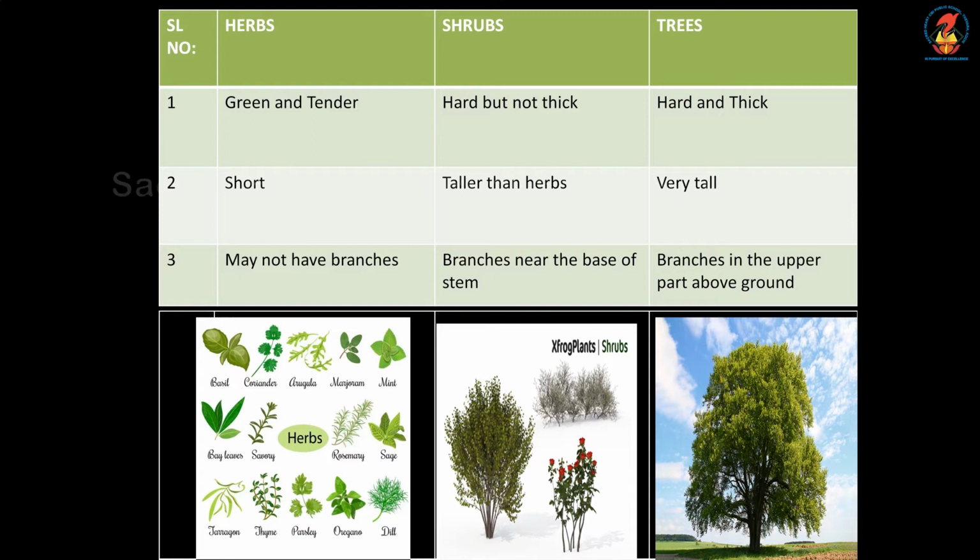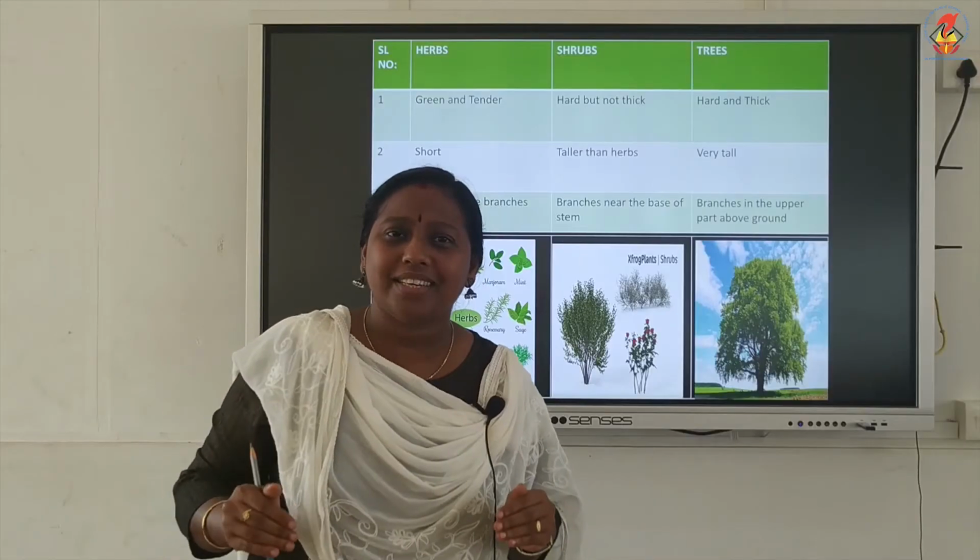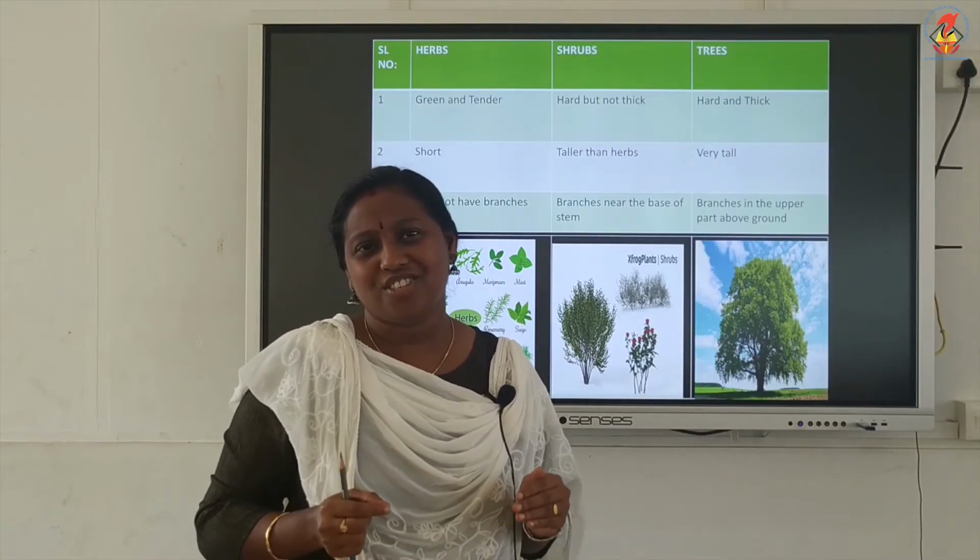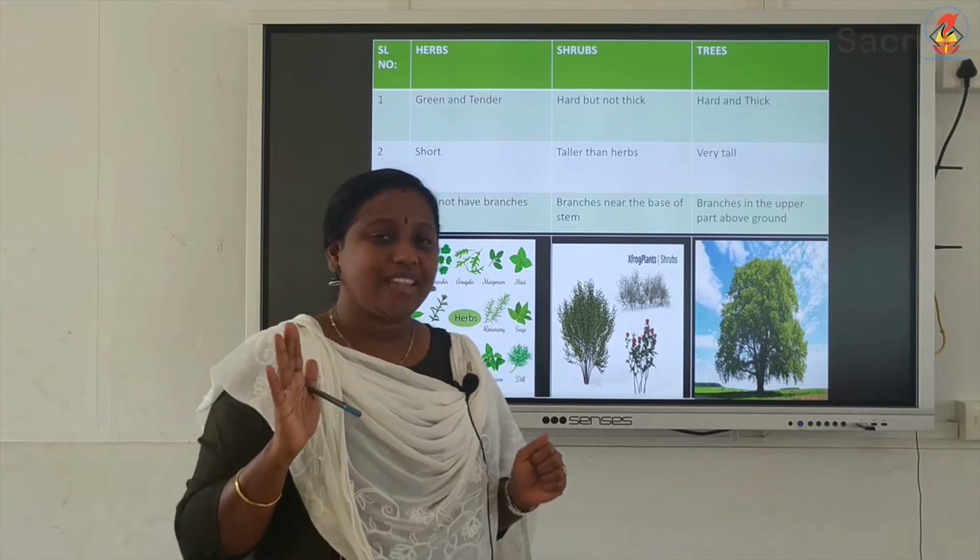They are almost green in color. They are very soft or tender. And their size, they are very small or very short plants with a minimum number of branches. Sometimes branches will be absent, or if present, a minimum number of branches. Clear? So those are the herbs.